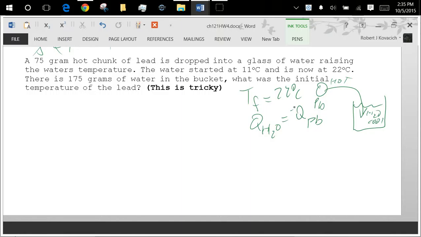So if temperature is a measure of kinetic energy, so that water has a certain amount of kinetic energy at 11, and it's got more kinetic energy at 22. Where did it get that kinetic energy from?